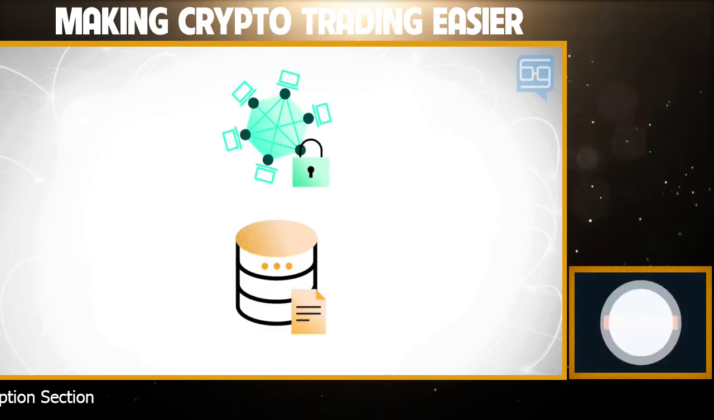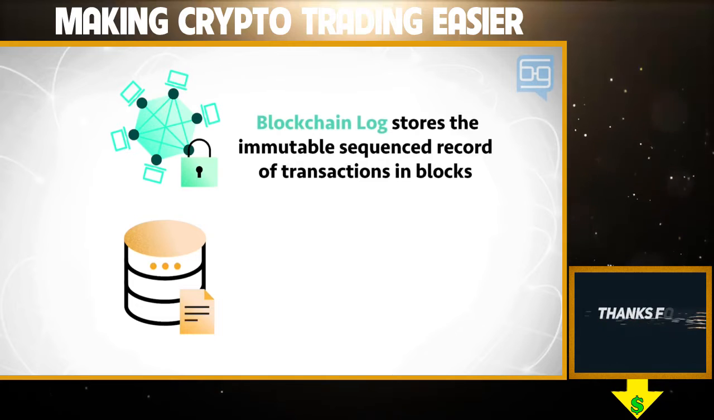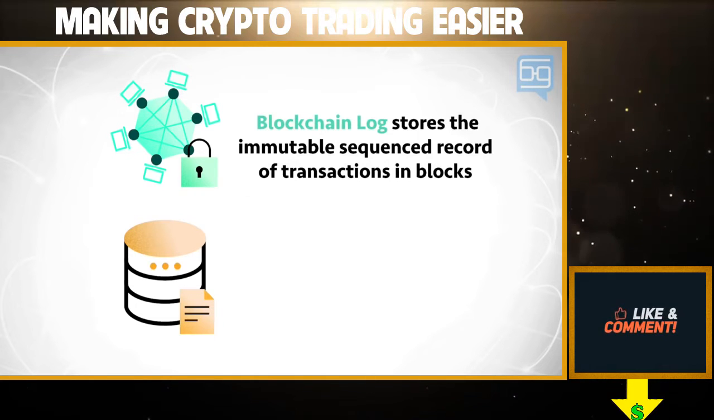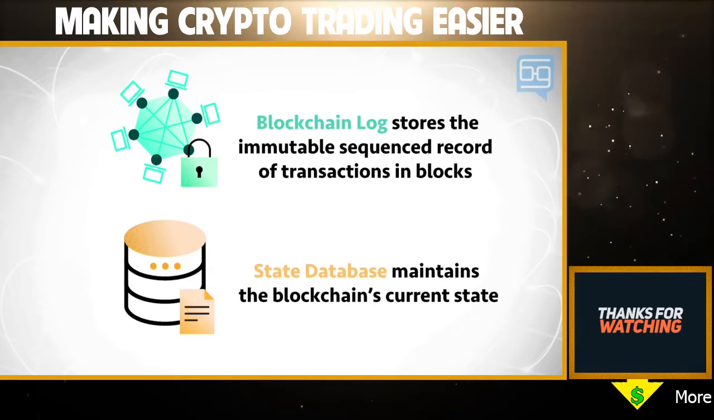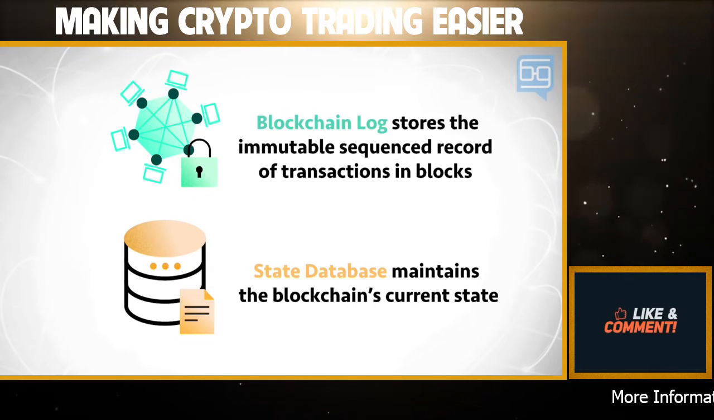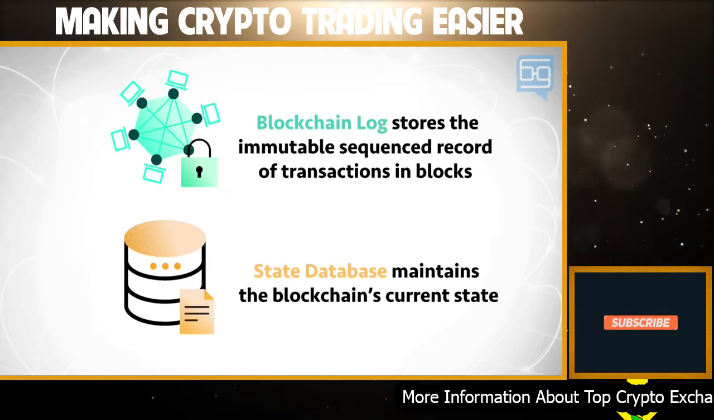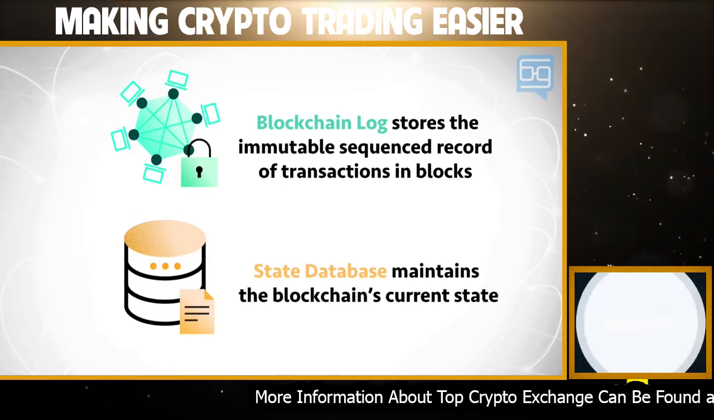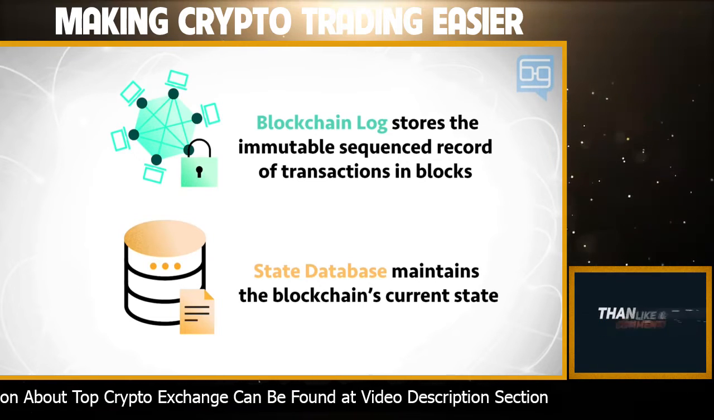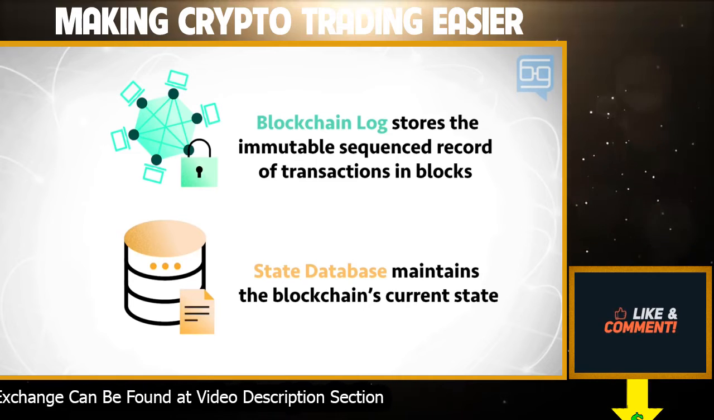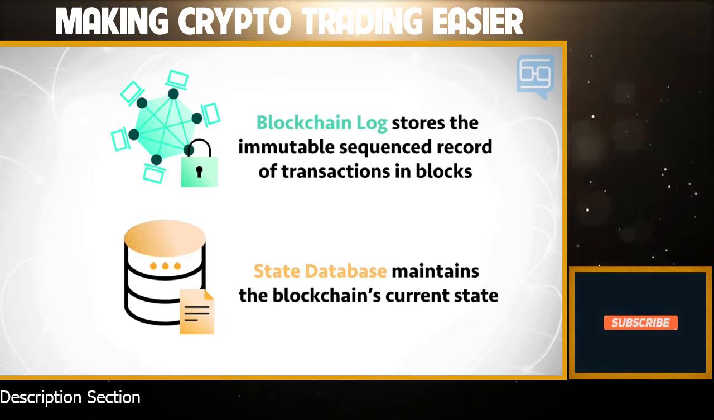Fabric's ledger is comprised of two components: a blockchain log to store the immutable sequenced record of transactions in blocks, and a state database to maintain the blockchain's current state. In the Bitcoin blockchain, there is no database, and the current state of the chain is always calculated by going through all the transactions in the ledger. For speed and efficiency's sake, Hyperledger Fabric stores the current state as well and allows the members of the network to query it in SQL-like transactions.